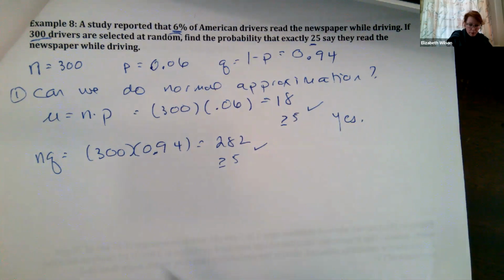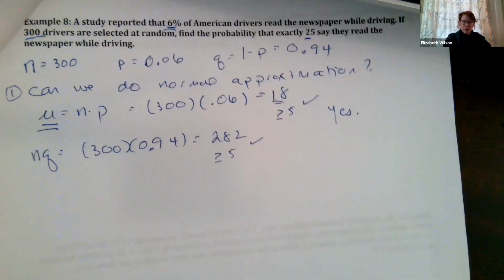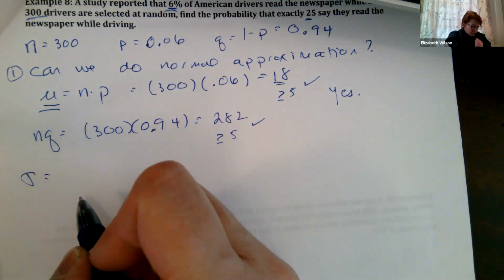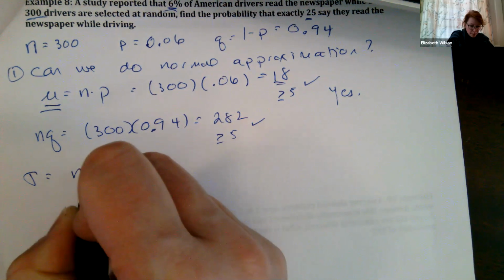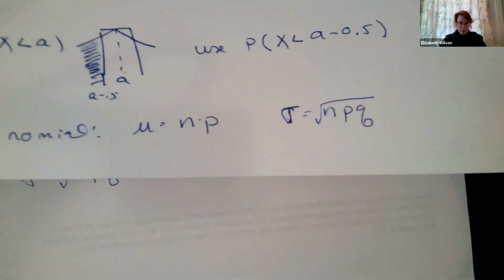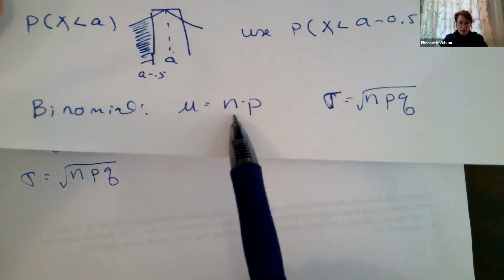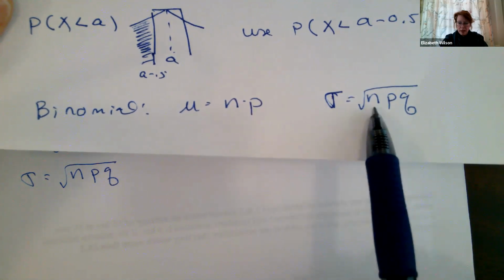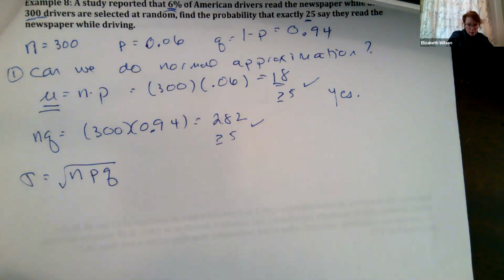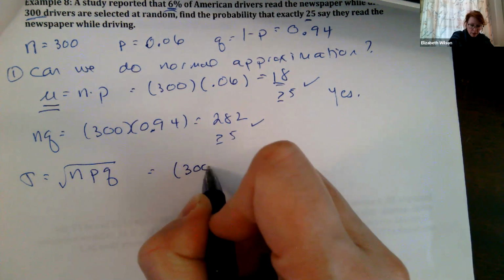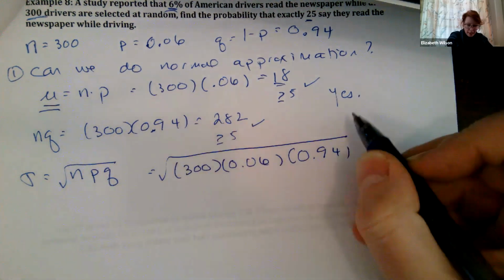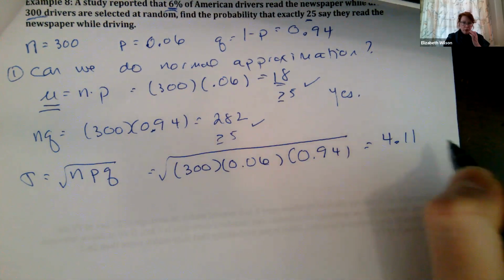All right, so let's check. We've got our mean value. Our mean value is 18, right? So I need to figure out my standard deviation. My sigma is going to be n times p times q, square rooted. We talked about this yesterday: for binomial data, our mean is n times p, and our standard deviation is the square root of n times p times q. So we plug these in: 300 times 0.06 times 0.94. Take the square root, and I get my standard deviation is equal to 4.11.